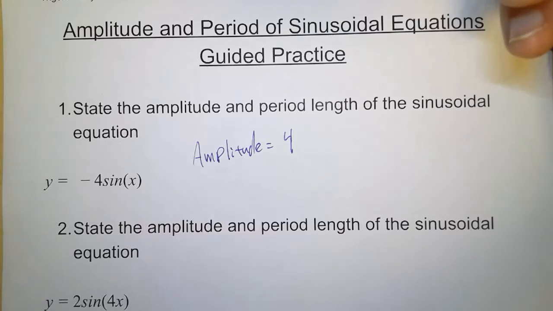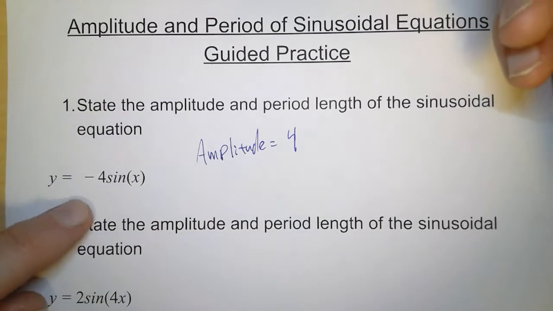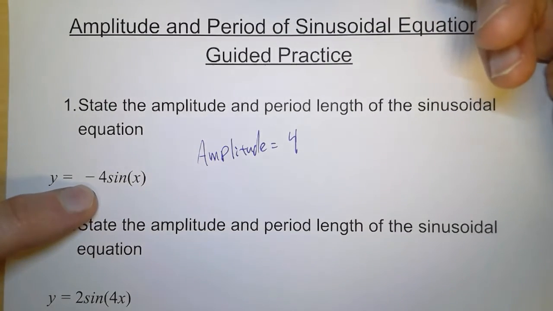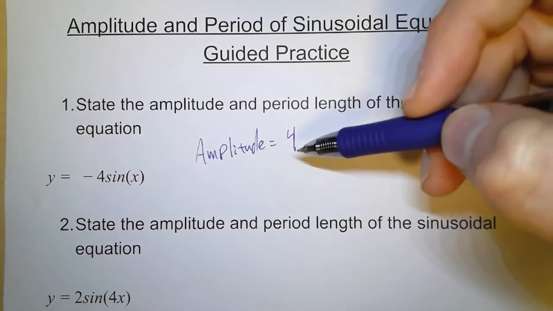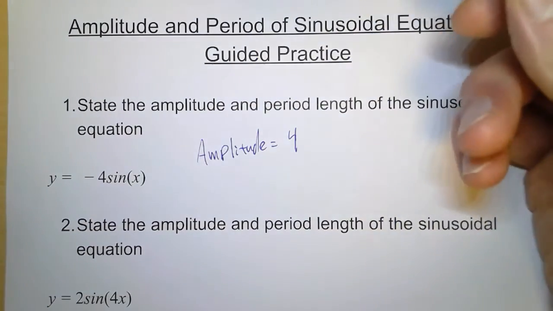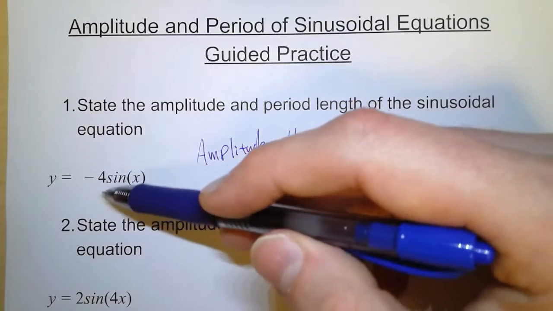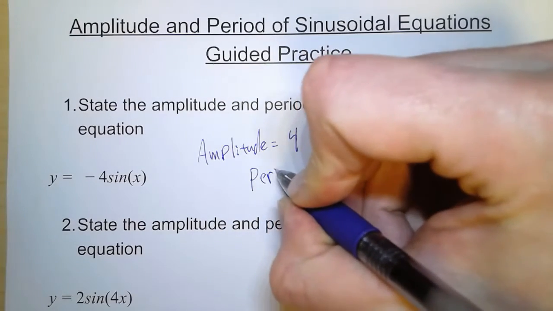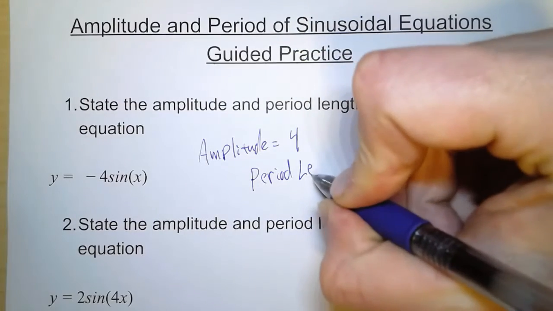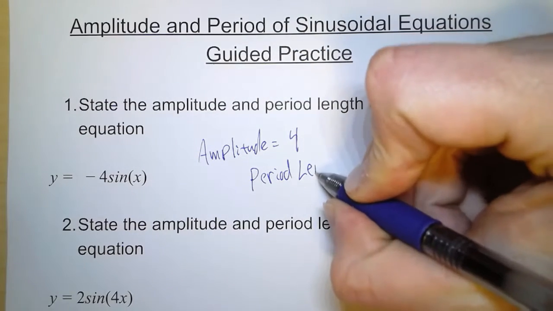A lot of people make the mistake of saying that it's -4. The negative has no effect on how far up or how far down. And so the quick rule that you'll often see is you'll see books say the absolute value of whatever this number is. Now the period length, we find that with the number that's next to x.